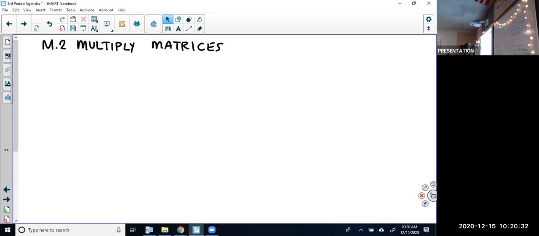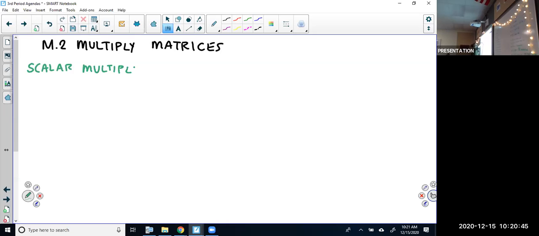Okay, M.2 multiply matrices. So there are two different ways to multiply matrices. We already learned one yesterday. So there's scalar multiply. And this will take up a very small portion of your notes because the other part is going to be a lot bigger.